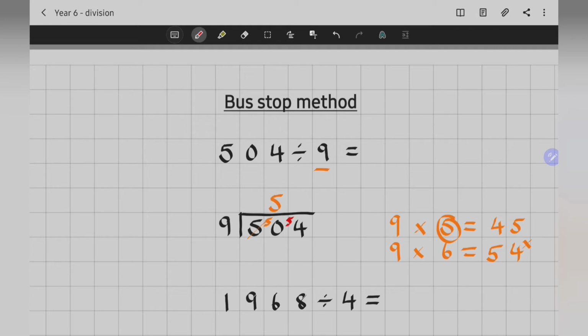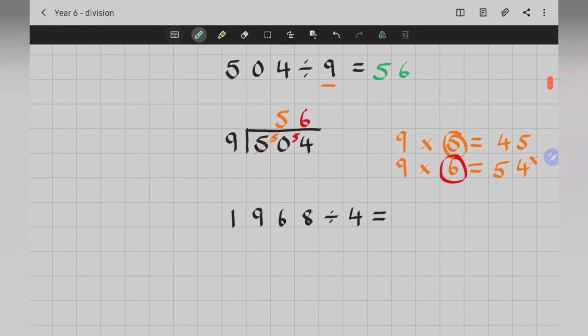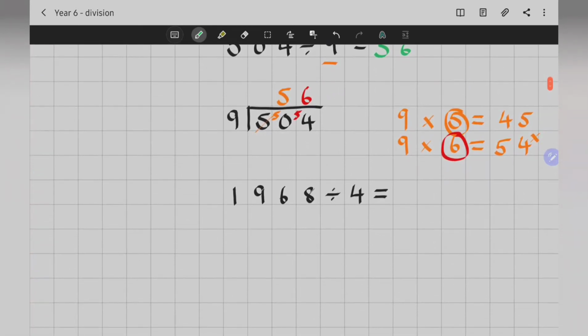9's into 54. Well, we've already done that sum down here, look. 9 times 6. So 54 divided by 9 is 6, and my final answer was 56. Let's look at a bigger number then.